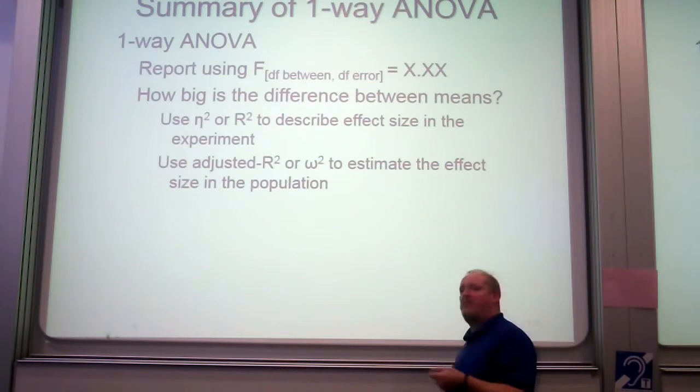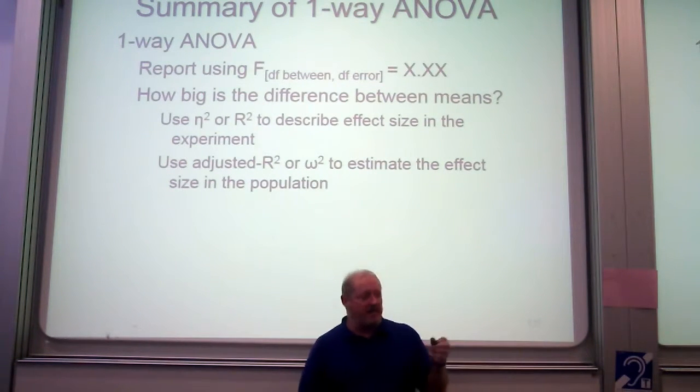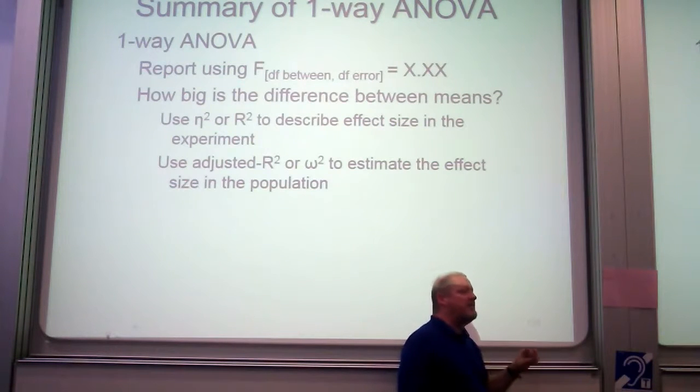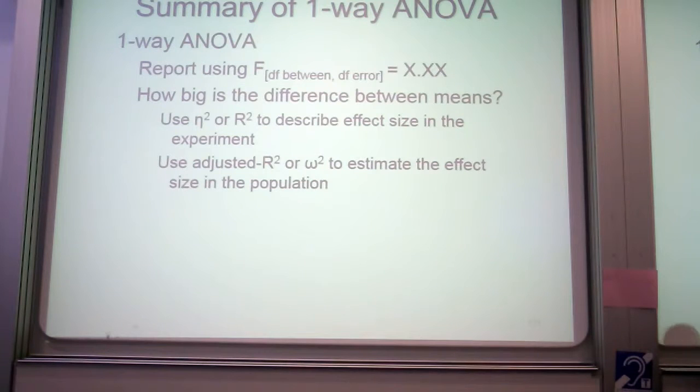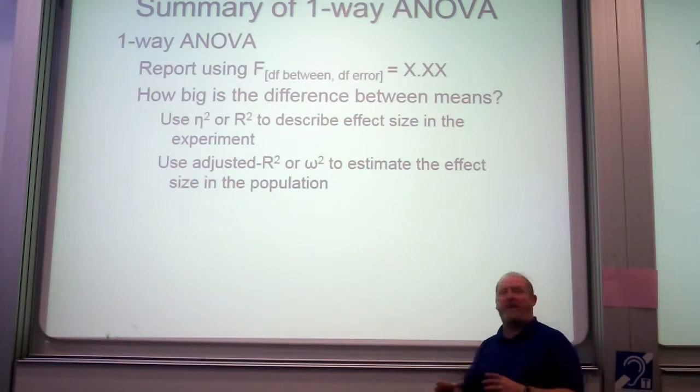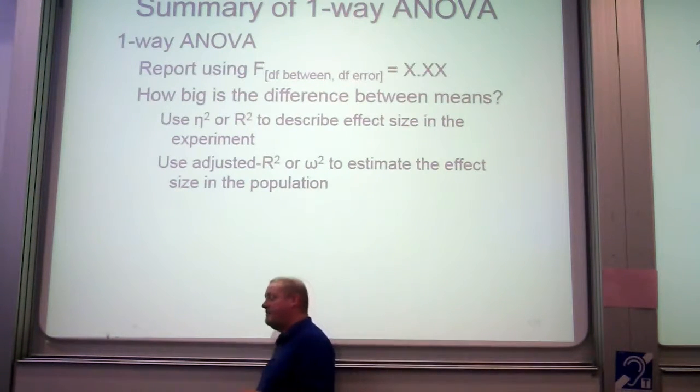We rarely are interested in that. We're rarely interested as psychologists in how much of the variability in the population we might explain if we went out to the entire population. We're interested in what happened in our study. When we've done it, what happened and how does that compare?